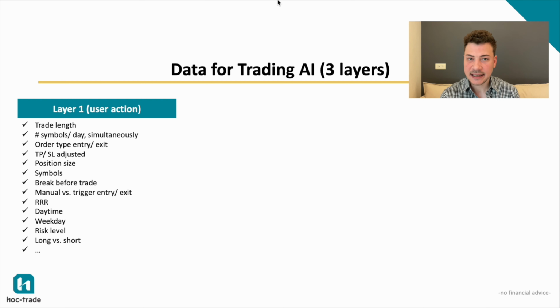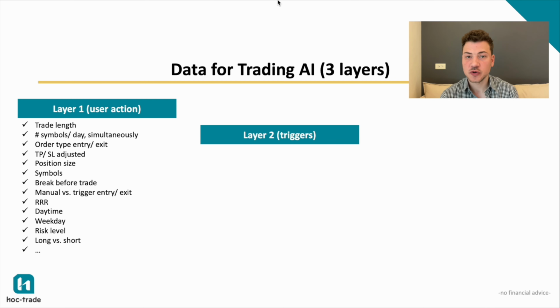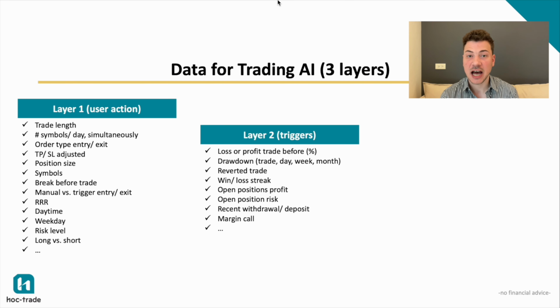In the second layer, those actions can be merged with trigger points. Here again, a few examples, such as a large loss trade before entry or big win trade, your drawdown for the day, the month, a reverted trade, so a trade that was in profit but turned to a loss beforehand, a winning or losing streak. Again, lots of aspects, and if you imagine merging those now with all the points from the first layer, quite a lot of combinations.